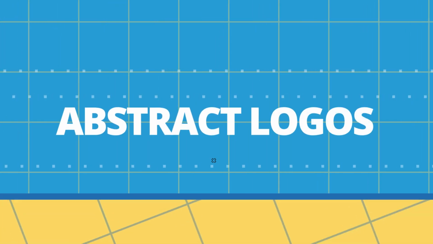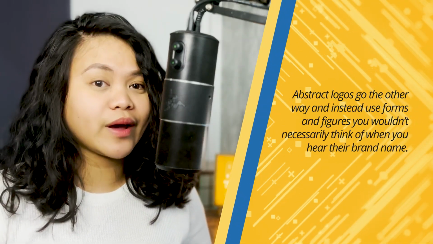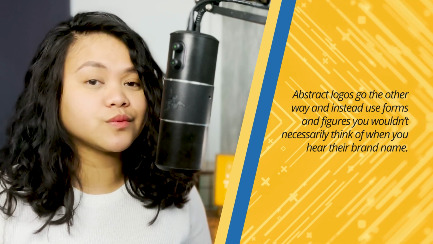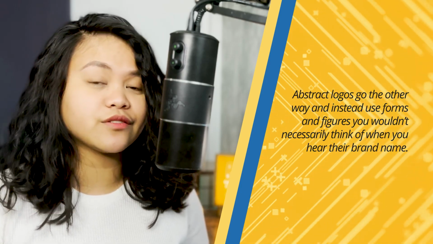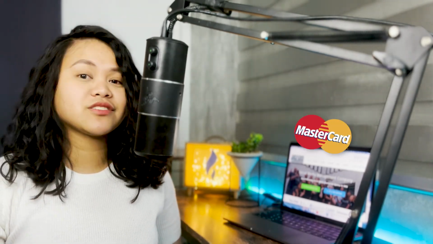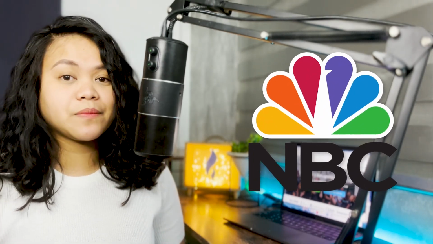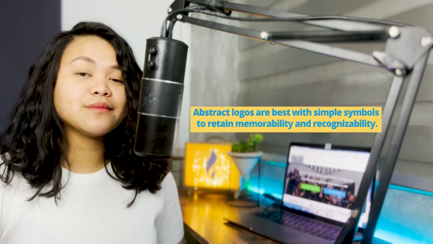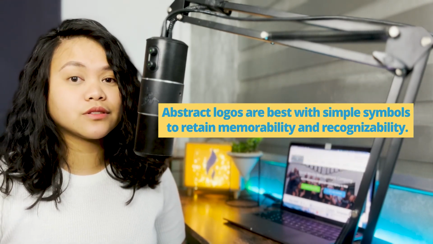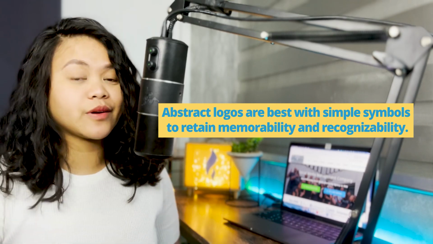Number 6 on our list, abstract logos. If pictorial logos have symbols you can clearly associate their brand with, abstract logos go the other way and instead use forms and figures you wouldn't necessarily think of when you hear their brand name, going for the overall impact of the figure they're using rather than direct association. MasterCard's logo are red and orange circles. Nike has a check mark as their logo, and NBC's symbol is a peacock with colorful feathers. Abstract logos are best with simple symbols to retain memorability and recognizability.